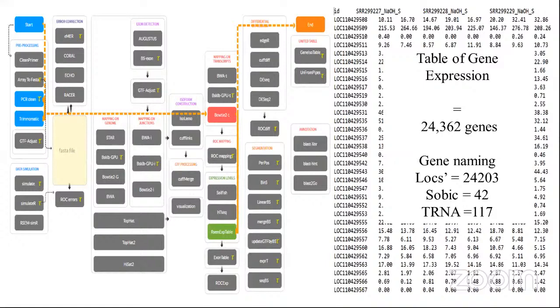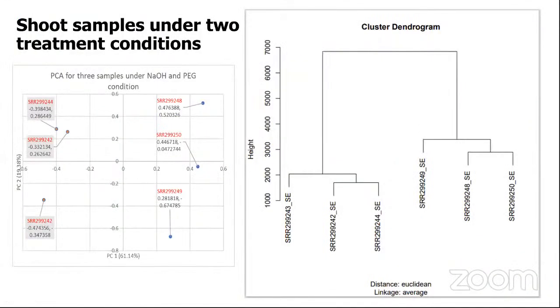So I did gene expression analysis where the transcripts were mapped using Bowtie 2, and from the expression analysis that I did, I obtained over 24,000 genes, and these were designated as LOC_Sobic, and then tRNA, as I've summarized on the slide.